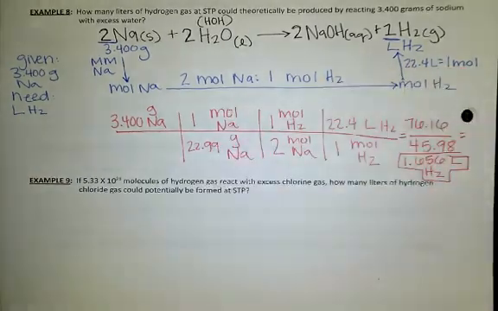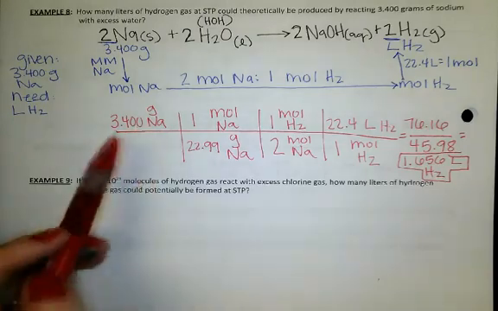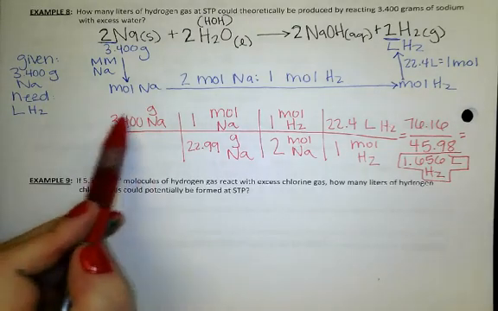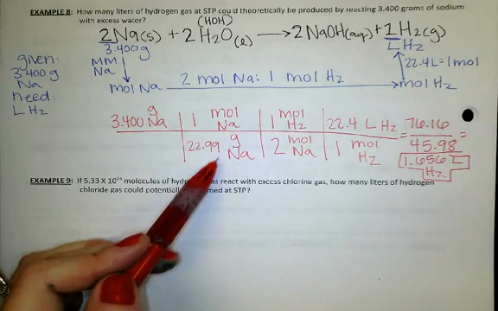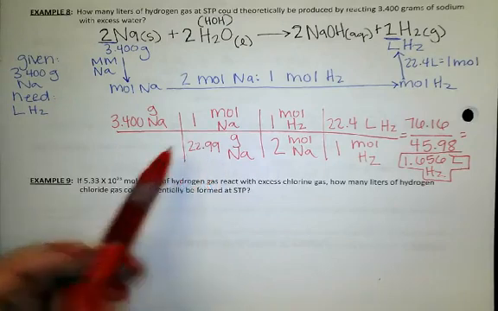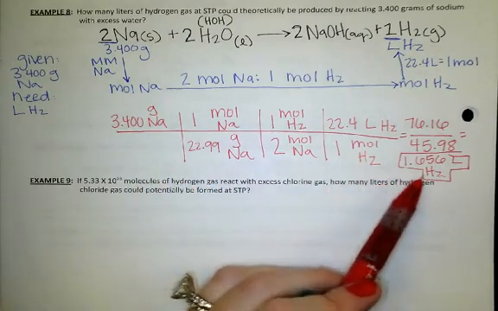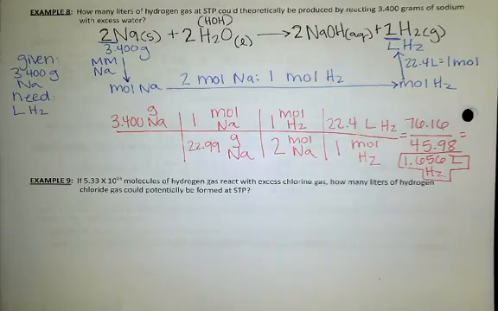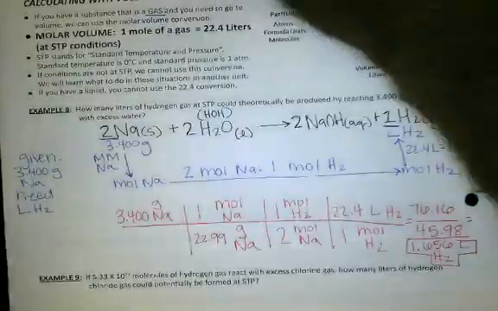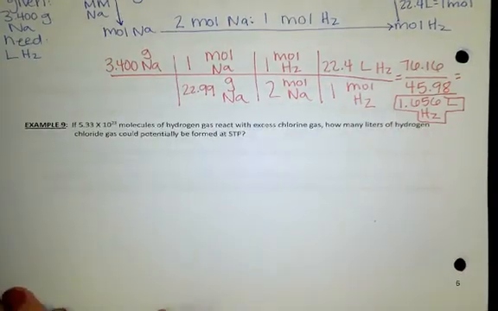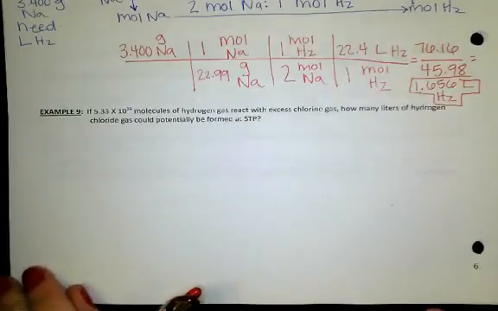Okay, 1.656 liters of H2. Now that makes sense because look at how little sodium we have. We got a little sodium compared to how many grams are in a mole. So it makes sense that we have a little liters compared to how many liters are in a mole. And also it's a 2-to-1 ratio of 2 sodiums to 1 hydrogen. Okay. Now let's look at our next example.